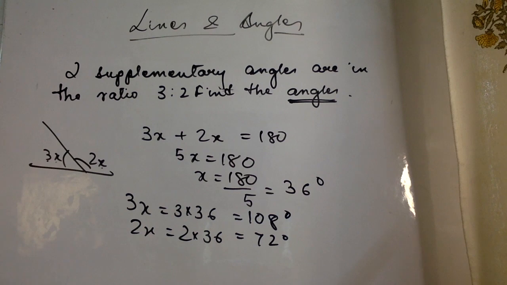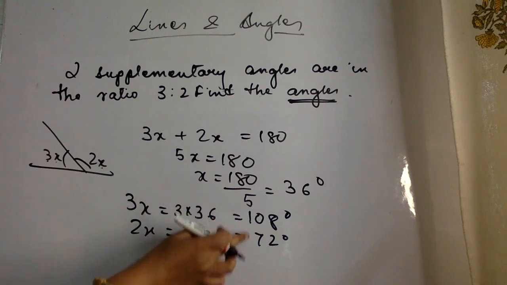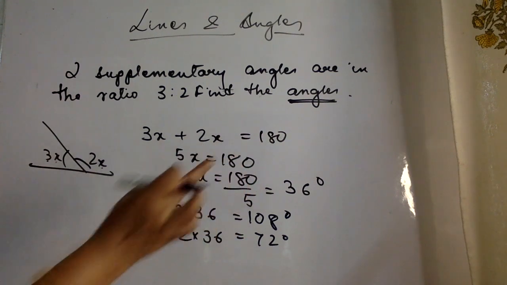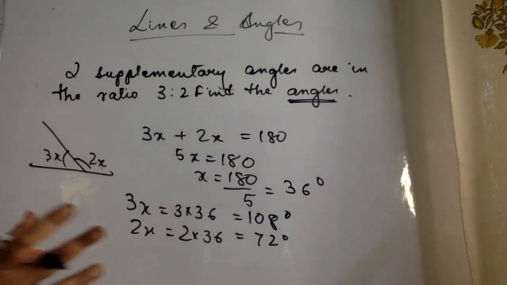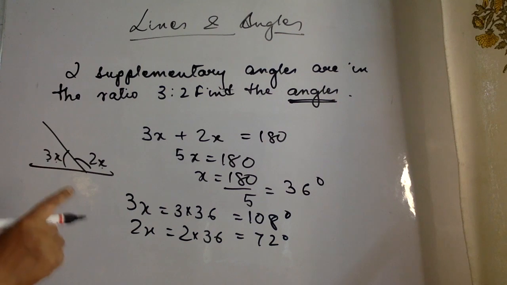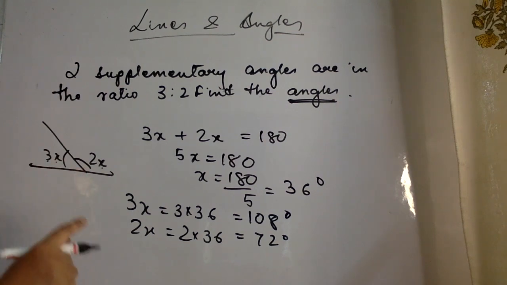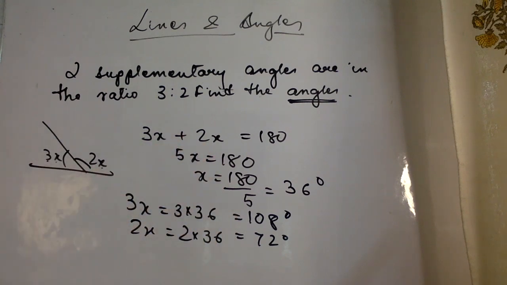Now, whenever you are doing this type of sums, be sure that you are not forgetting to add them and check whether you are getting your 180 back or not, because the sum total of these two angles should give you 180. If it is not giving, go back and check your sum. So that was one type of question.